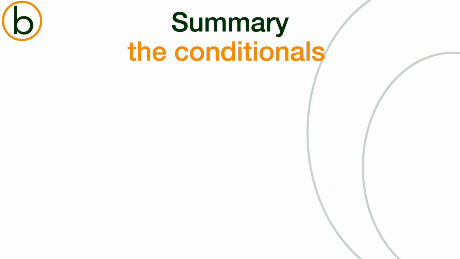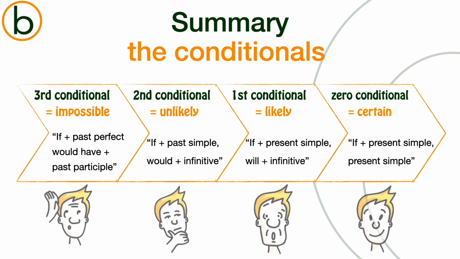In summary, a zero conditional expresses something that we're absolutely sure about. It uses present simples. In the first conditional, we discuss something that is likely to happen. The if clause has a present simple, and the second clause uses will plus infinitive. The second conditional is something that is unlikely to happen, but it's still possible. The if clause uses a past simple, and the second clause uses would and an infinitive.